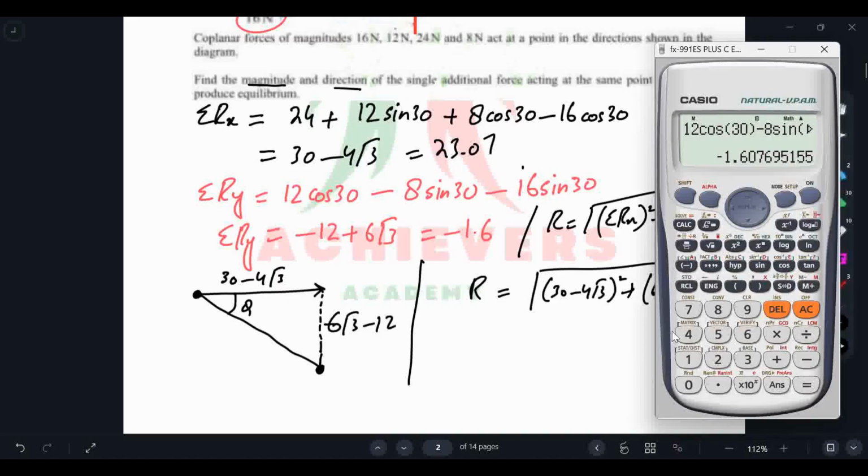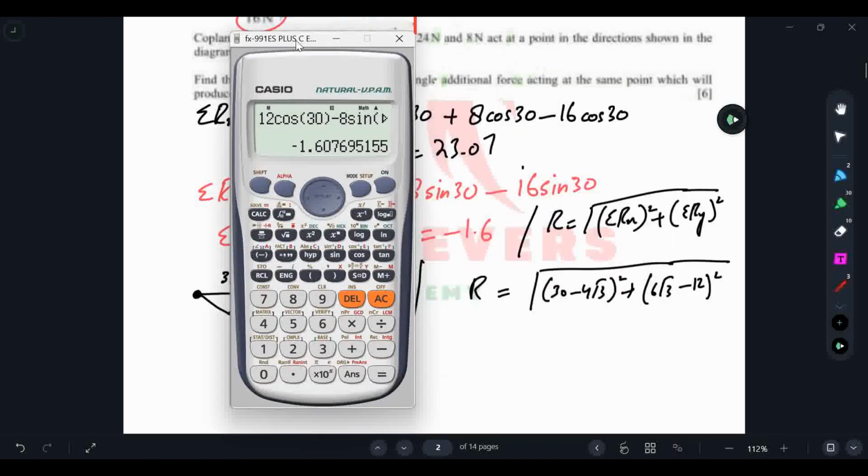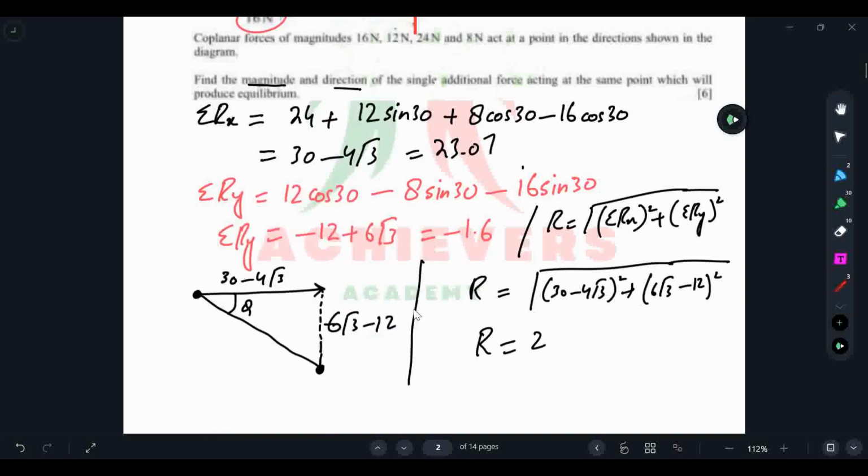Now if we calculate this one, by the way, we already have the answer for the vertical component, so we can use it directly. So plus bracket 30 minus 4 square root of 3 square. Now we need to take the square root. This will be equal to 23.1 Newton. So R will be equal to 23.1 Newton. This should be the final answer for the resultant component.